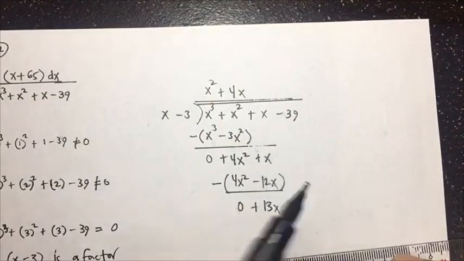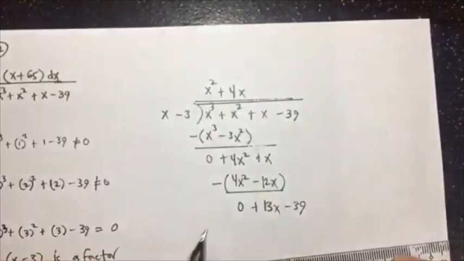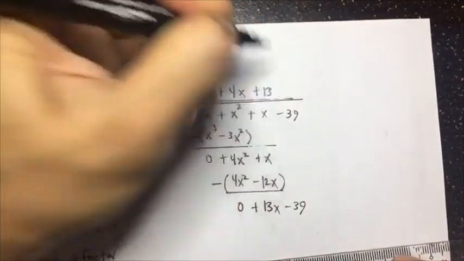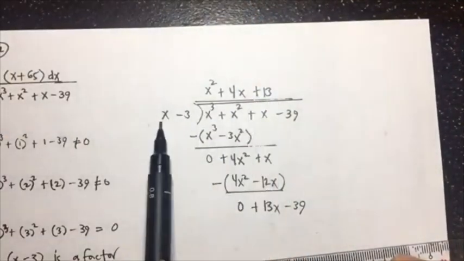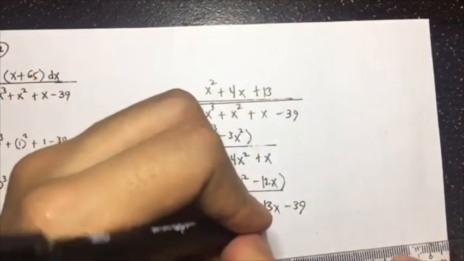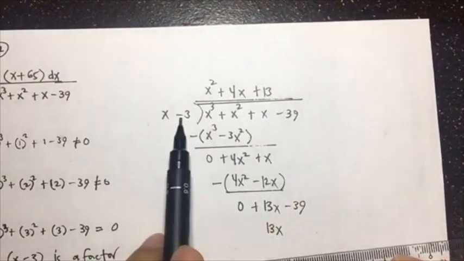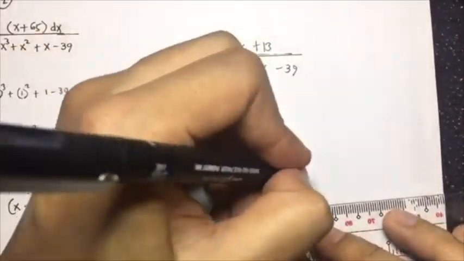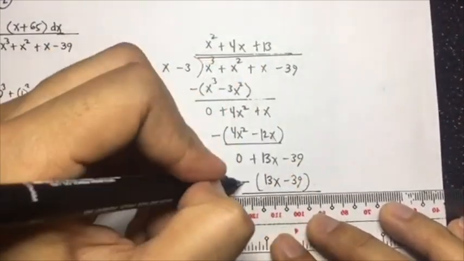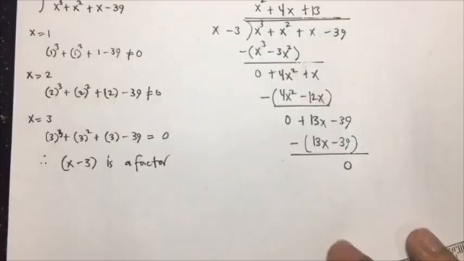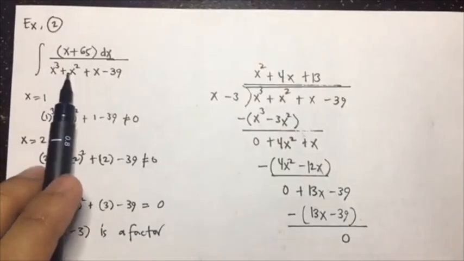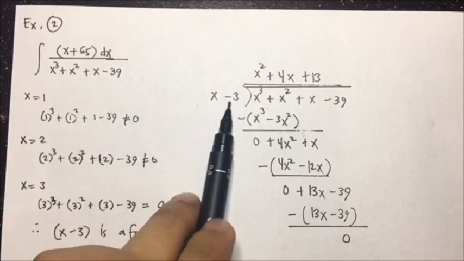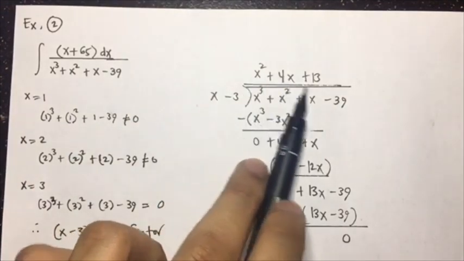And then bring down minus 39. So 13x divided by x, so we have plus 13. And then 13 times x, so we have 13x. 13 times negative 3, so we have negative 39. Subtract again. So it's 0. Therefore, x cubed plus x squared plus x minus 39 is equal to x minus 3 times x squared plus 4x plus 13.